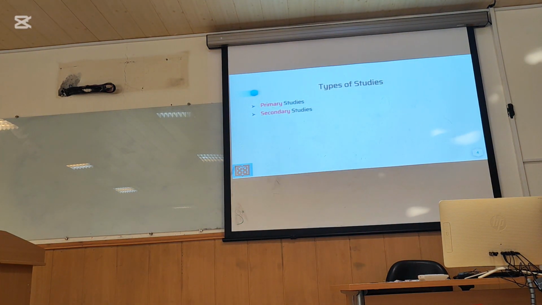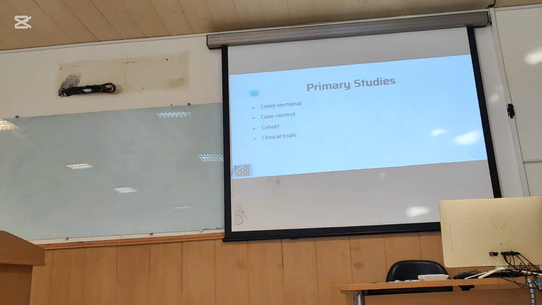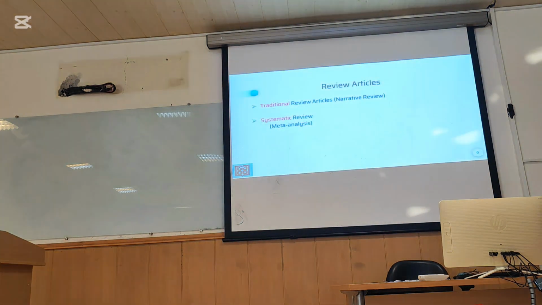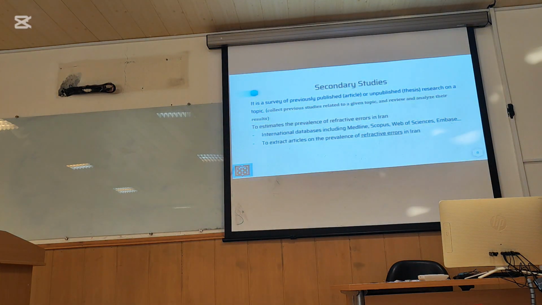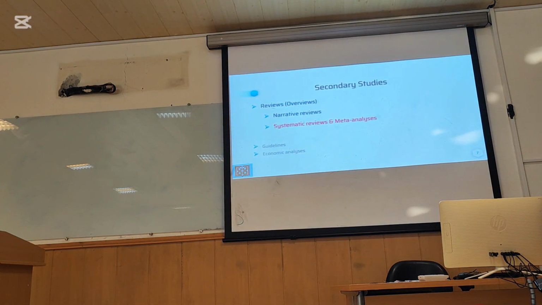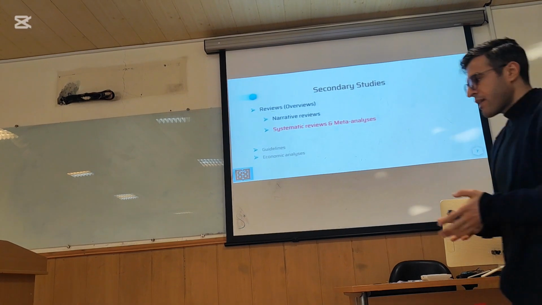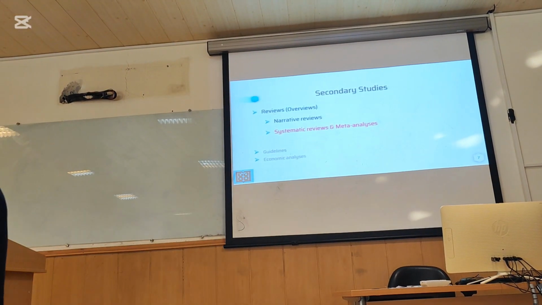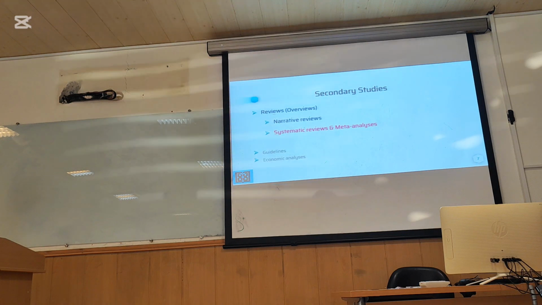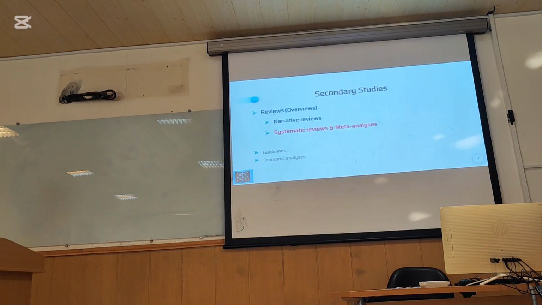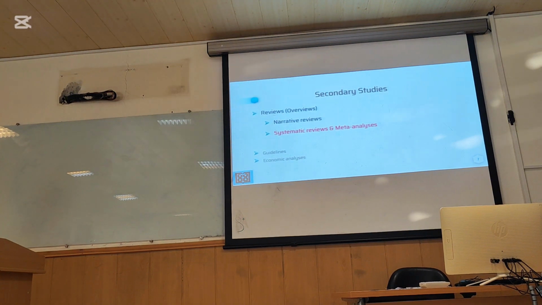At first, we talked about the difference between primary study and secondary study. After that, we became familiar with the different kinds of secondary study, but we focused on review articles or review studies, including narrative review and systematic review. After that, we talked about the difference between narrative reviews and systematic reviews. And finally, we discussed the steps of systematic review.